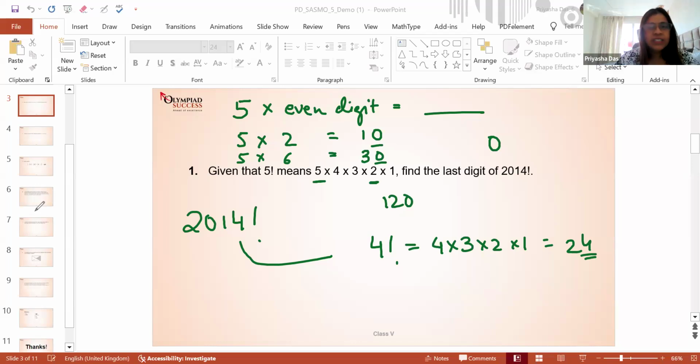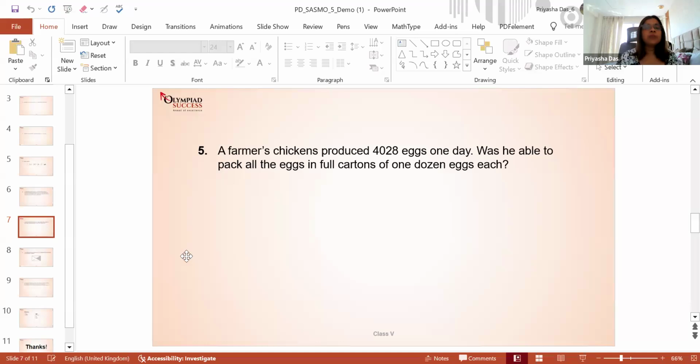Okay, this one is easy. Let's try the fifth one. Read the question. The answer is just yes or no, and the only interesting part of this question is to understand the meaning of dozen.